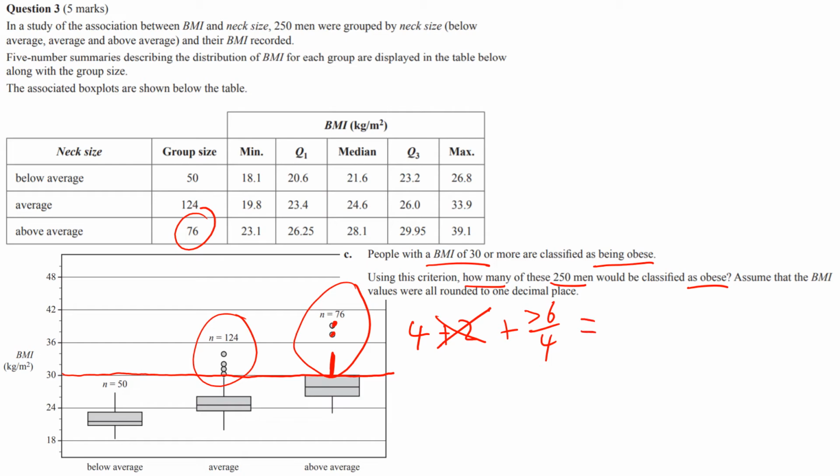And if you do 76 divided by 4, because that's one of these sections, remember each of those sections on a box and whisker plot or box plot is a quarter. So that's 4 plus 19, which is 23. So most people went wrong there because they double dipped on counting the 2.